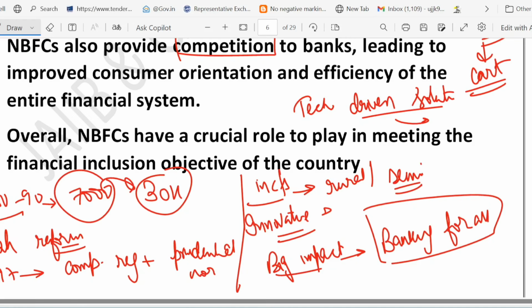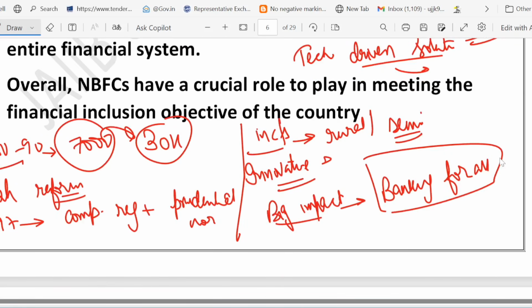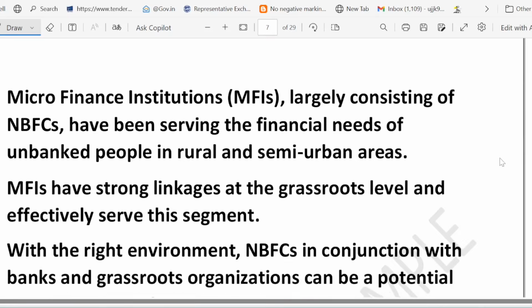So have you ever used Paytm Postpaid or Bajaj Finance EMI? These are NBFCs at work. Paytm Postpaid, obviously, is an NBFC. Bajaj Finance EMI is also an NBFC, right? So this is how NBFCs have developed over the years. Now have a look at the next slide, that is MFI.